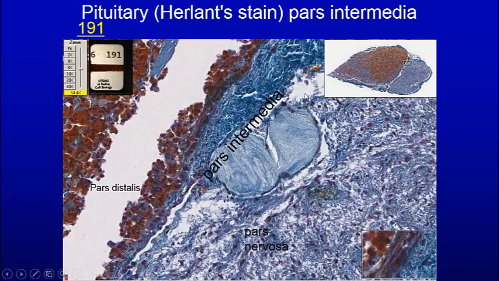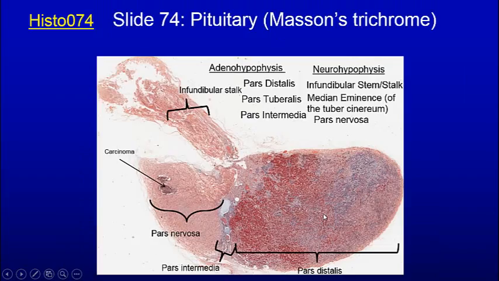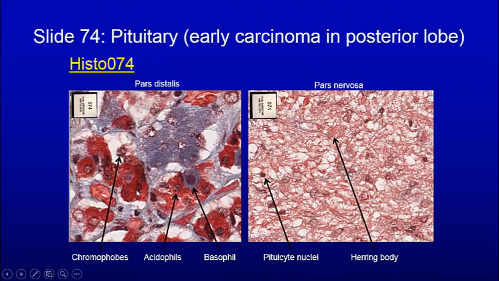Here we see the pars intermedia, pars distalis, very cellular as you can see, and a lot of nervous tissue in the pars nervosa. Again, these are the different areas: the infundibulum stalk, and this is the pars nervosa, pars intermedia, and pars distalis. This happens to have a little cancer in it, but it's useful for us to see.